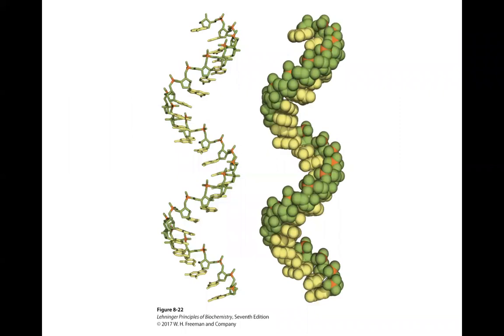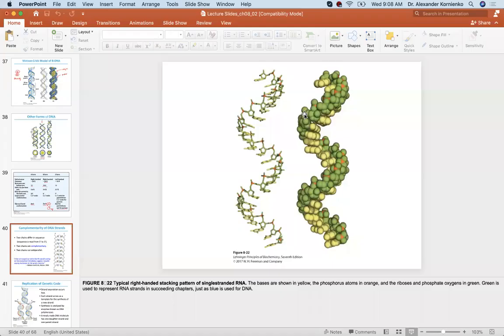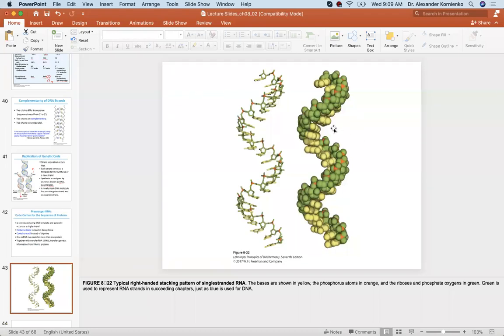So here is the space-filling representation, right, of messenger RNA. You can see it's single-stranded. It also has base stacking, just like we talked about. Okay, and so it's a right-handed stacking pattern of single-stranded RNA.